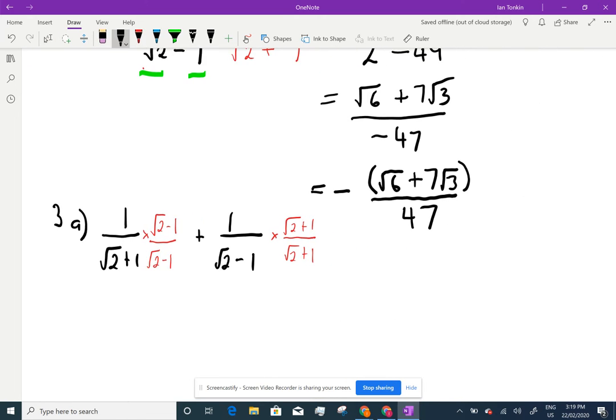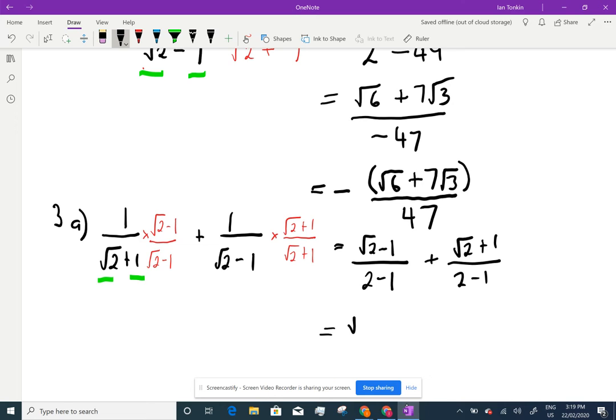Okay, so equals. Do the first one. The top line's easy, root 2 minus 1. And on the bottom, I get the difference of two squares. Root 2 squared is 2, 1 squared is 1. I get 2 minus 1. And I've got here, do the top, root 2 plus 1. And on the bottom, root 2 squared is 2, 1 squared is 1.